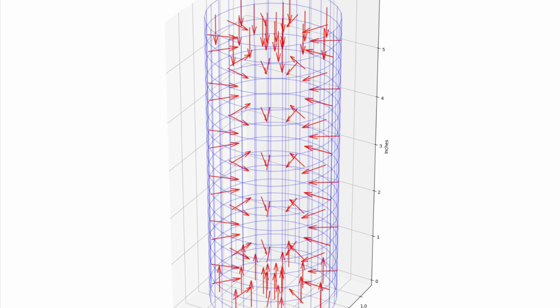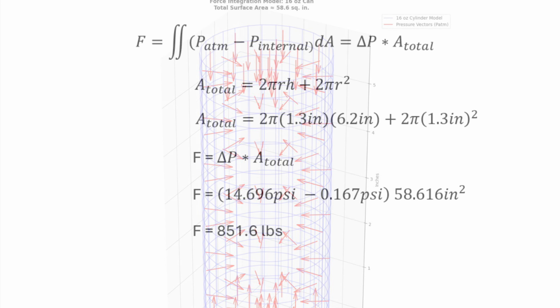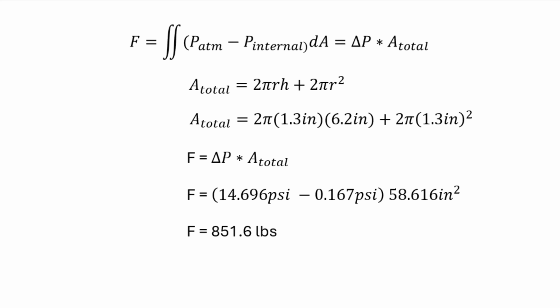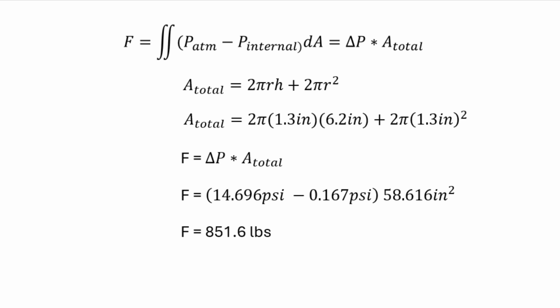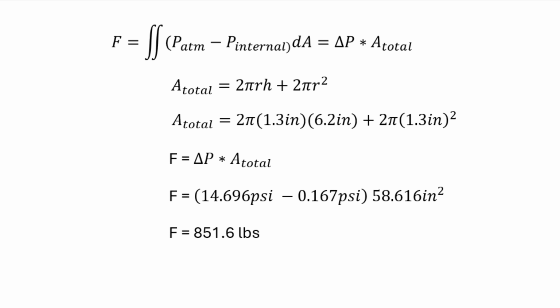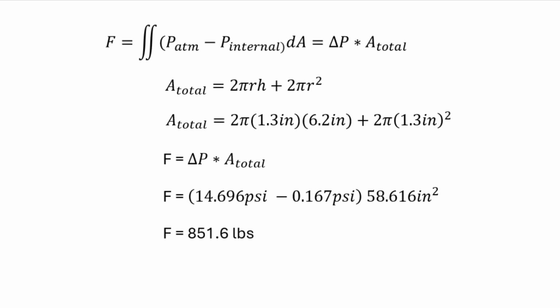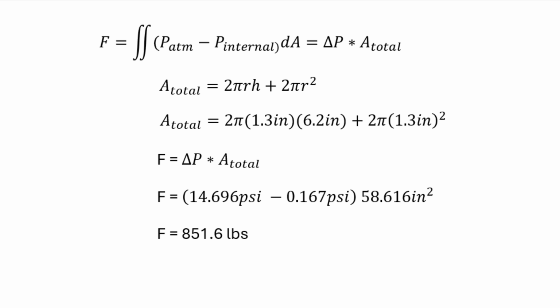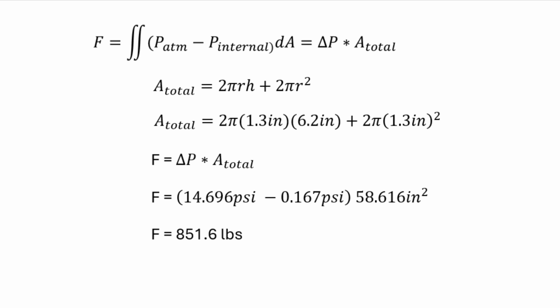Finally, we will calculate the crushing force. By integrating the pressure difference of 14.696 psi over the can's 58.6 square inches of surface area, we prove the atmosphere is striking this cylinder with 851.6 pounds of force. That is about equal to the weight of a grizzly bear.